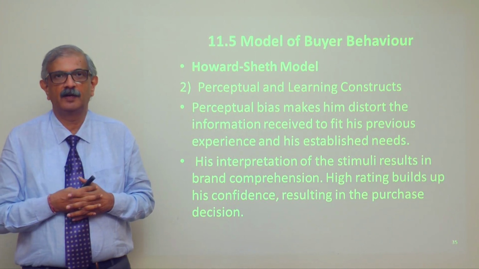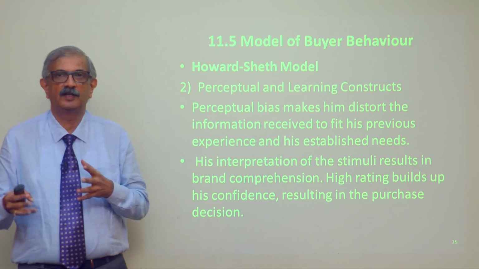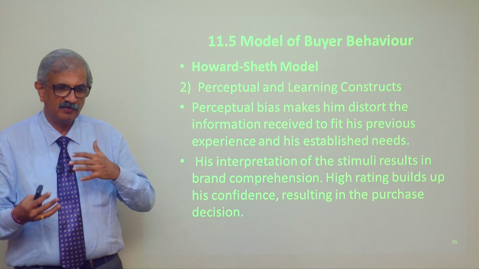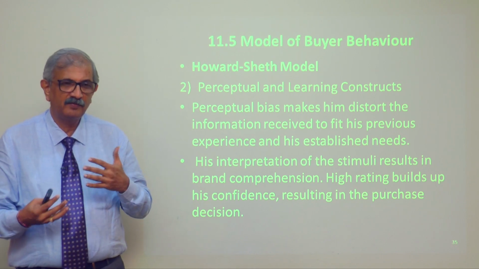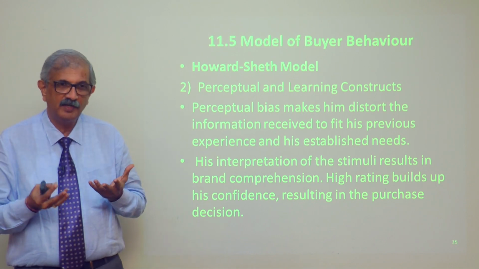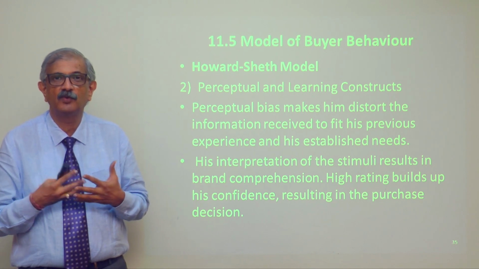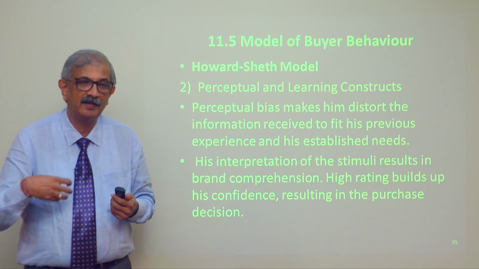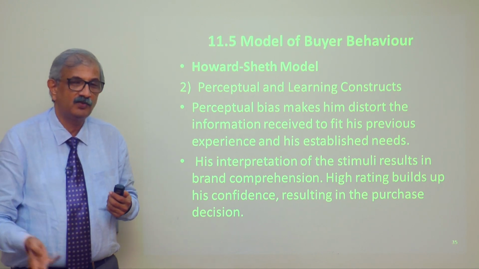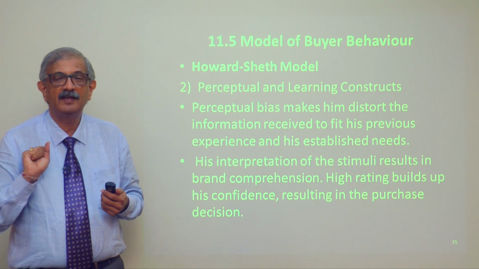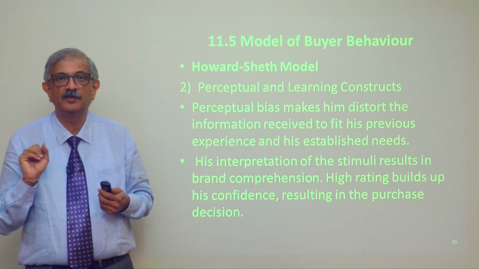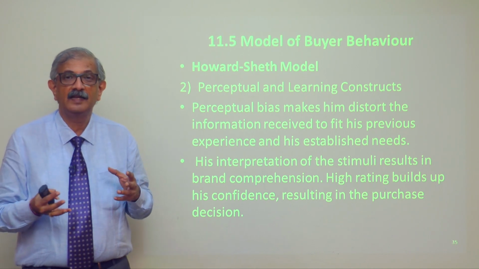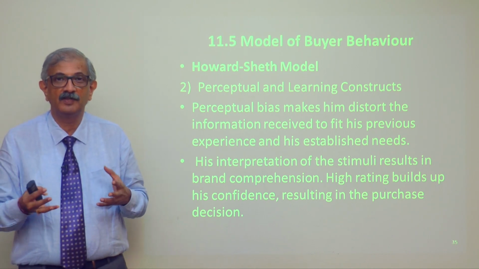So, understanding the Howard-Sheth model a little better: the perceptual and learning constructs. Learning construct is based on information, the input, and the assessment of the stimuli vis-a-vis my cognitive ability, what I construct for you. That's what perceptual bias does; it makes him distort the information. In my mind there may be certain biases against you that will distort the way I learn about you. This interpretation of the stimuli results in comprehension, a collective comprehension of the brand. A high rating builds up his confidence, resulting in a purchase.